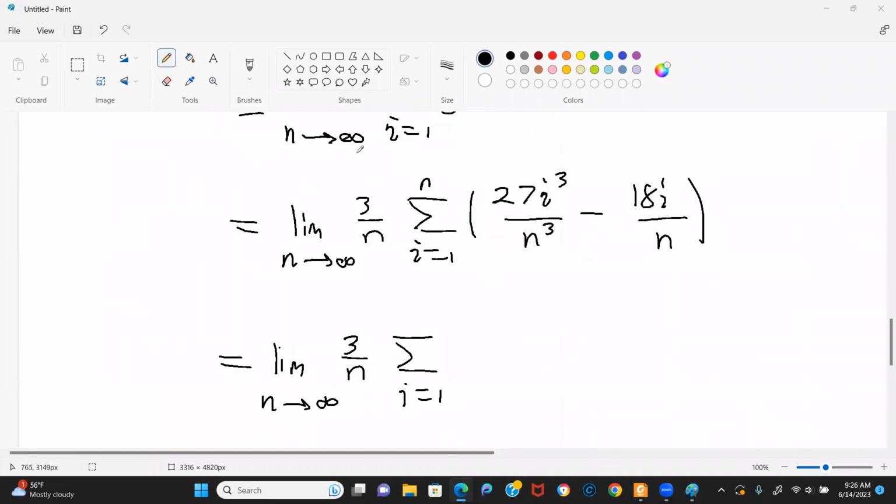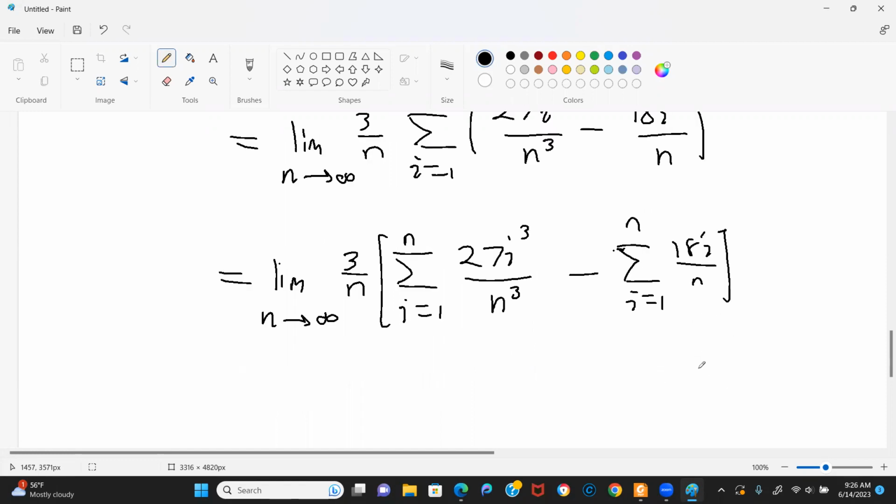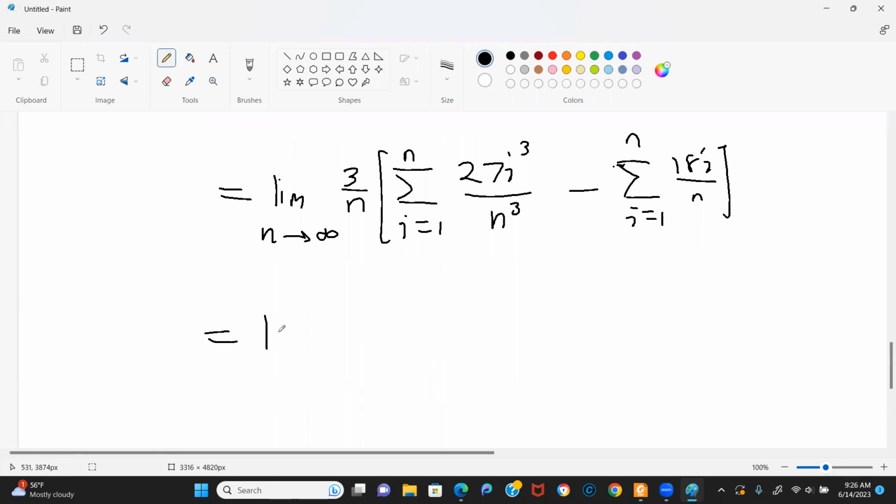So I'm going to distribute and factor some stuff out. Let's see. I'm going to distribute the sum first, so I get 27i cubed. Notice there's an i cubed, so I definitely need that one formula. And this is the sum as i goes from 1 to n, and then we have minus the sum as i goes from 1 to n of 18i over n.